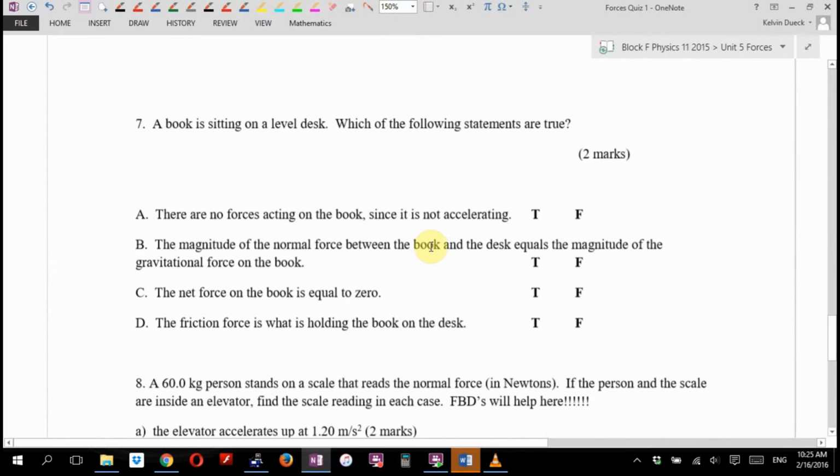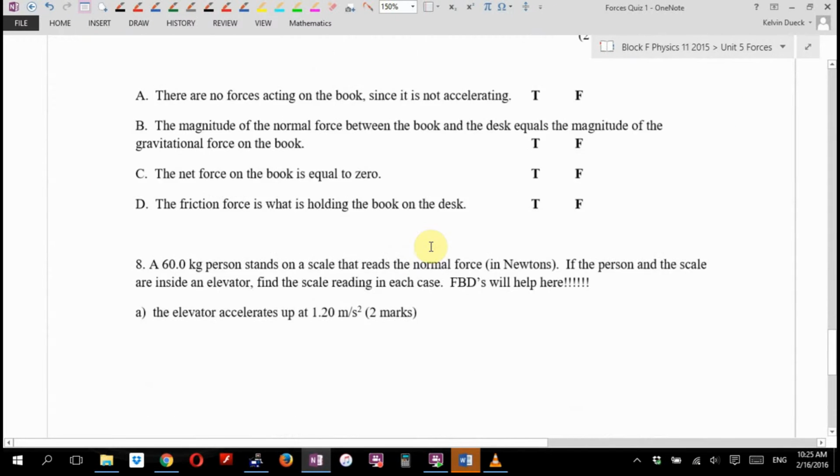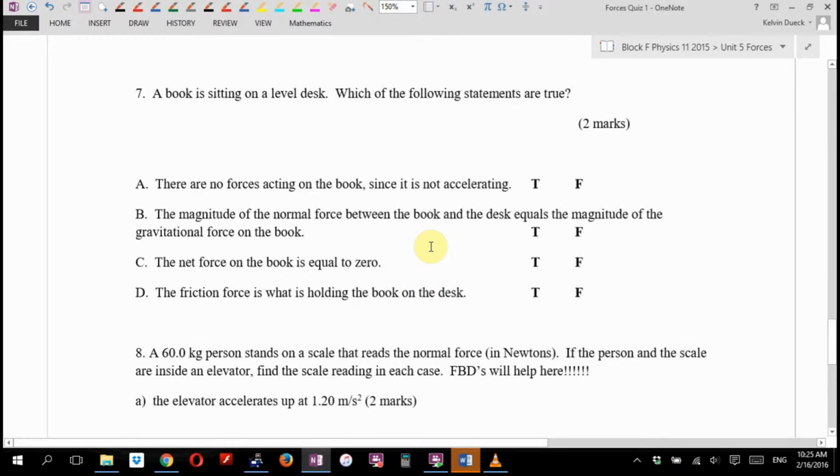Oh, and I guess we turn the page. Last page. Here we go. A book is sitting on a level desk. Hey, your binders. Which of the following statements are true? There are no forces acting on the book because it's not accelerating. True or false? False. There are forces acting on it. It's just that they're balanced.